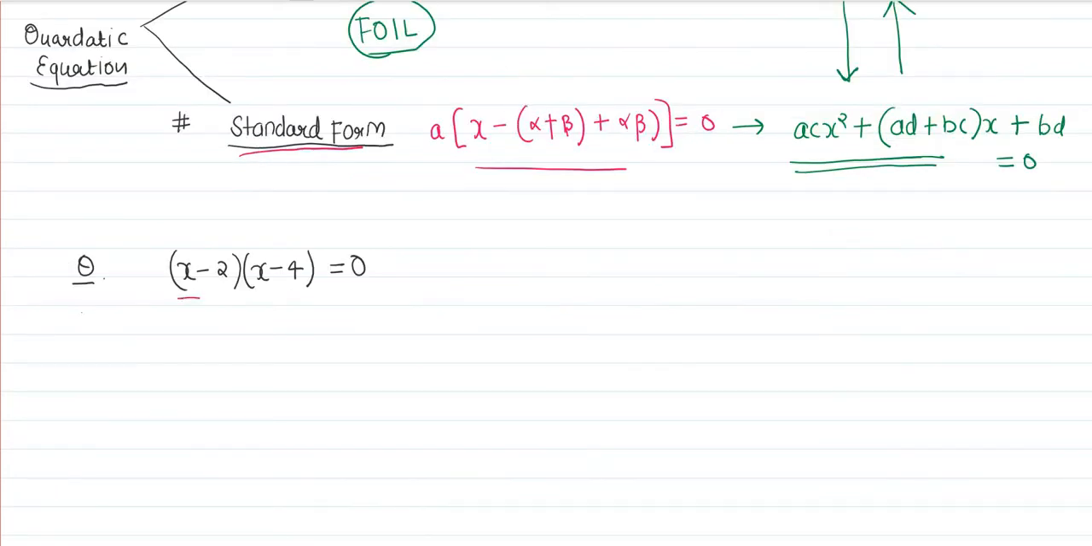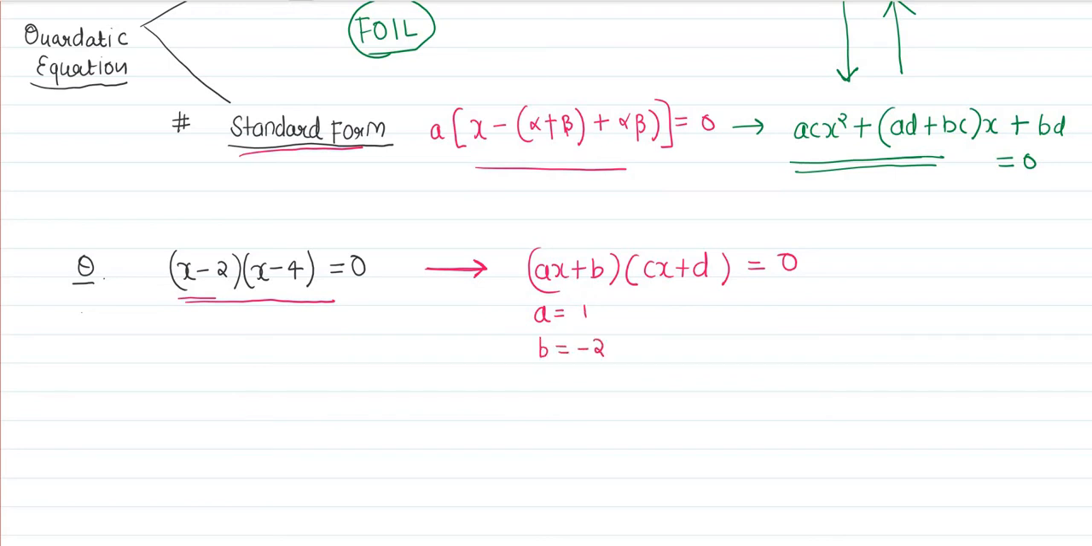We have to convert this equation written in the intercept form to the standard form, and we can compare this to (ax plus b)(cx plus d) is equal to 0. If we compare, we found that a is equal to 1, b is equal to minus 2, c is equal to 1, and d is equal to minus 4.